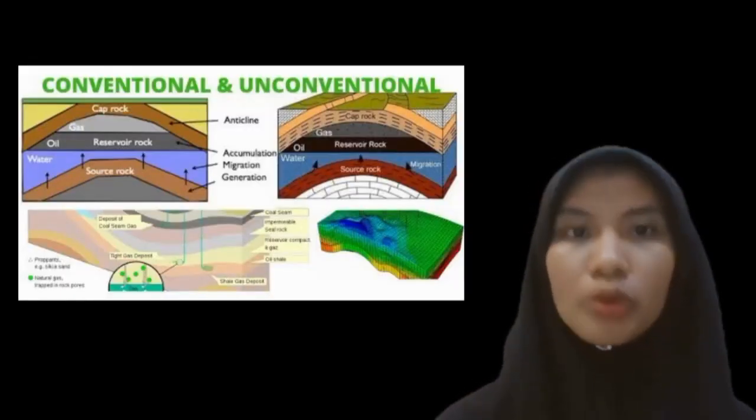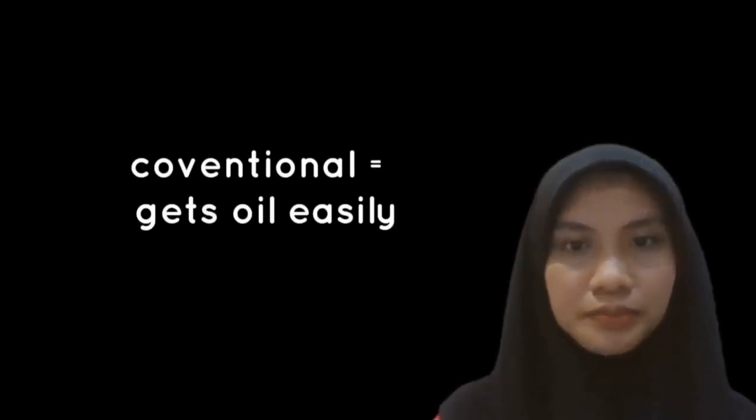There are two main types of storage areas. The first one is regular storage, which we name conventional reservoirs. Imagine a well-organized pantry where you can easily reach and take what you need. This is like conventional reservoirs, where we can get the oil or gas quite easily.